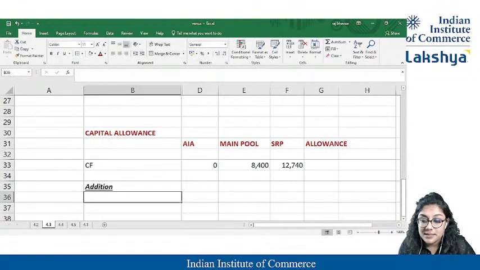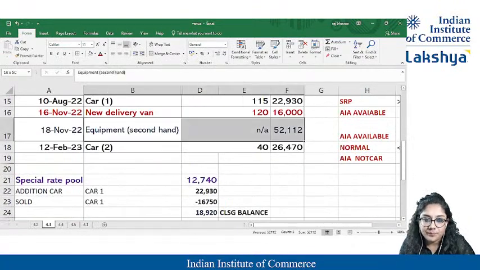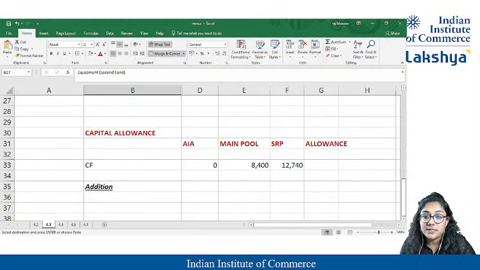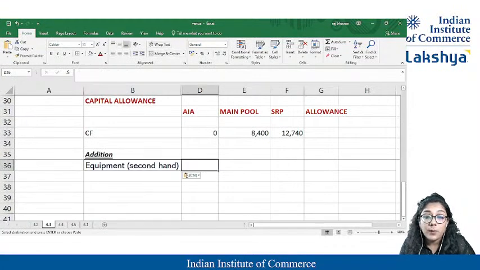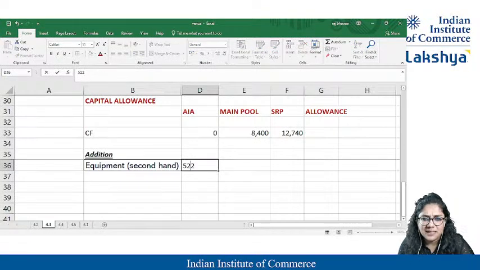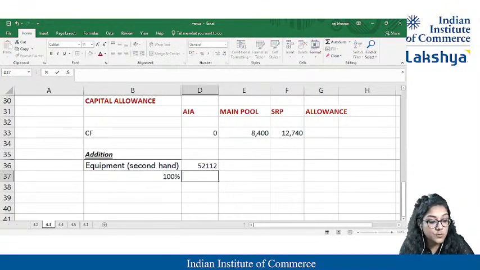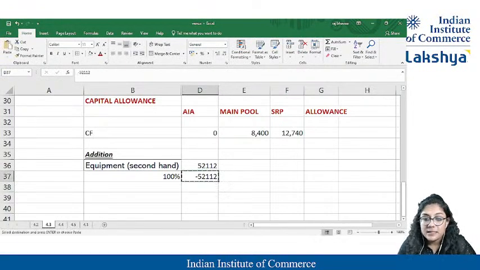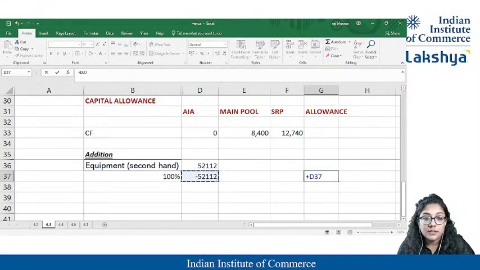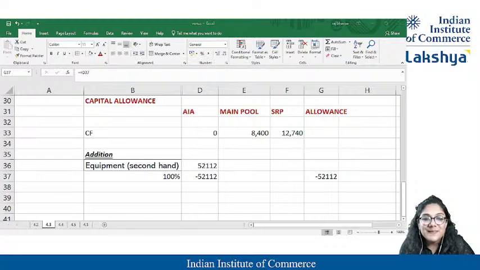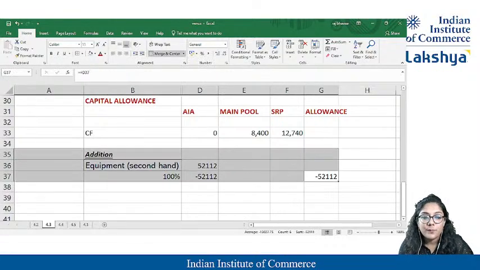Yeah. Guys, we have purchased this equipment. Let me copy it. Ma'am, I have purchased an equipment. What is the value? Ma'am, 52,112. Do you get 100% allowances? Yeah, students, we get 100% deduction for that. So 52,112. If I get this much allowances, what is my total allowances? My total allowances for the year will be this. Cool. This is my first allowance, which is my AIA.